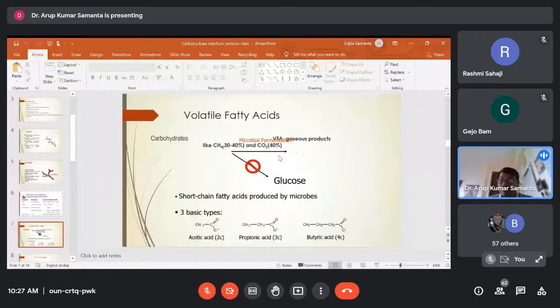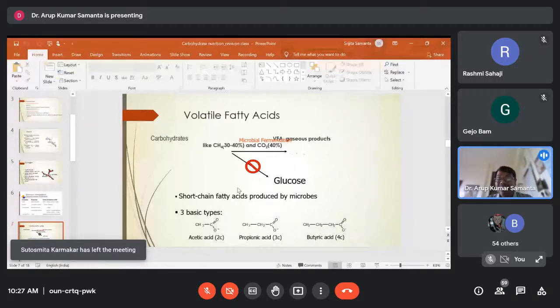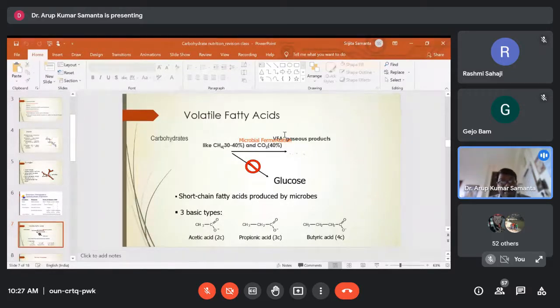This methane production is an inevitable process, that means you cannot completely stop methane production. Whenever there is reduction of carbon dioxide by hydrogen, there will be methane production. There are several microorganisms or archaea responsible for methane production. They are present in the rumen. So what are the three major volatile fatty acids produced due to carbohydrate digestion? You have to remember these: acetic acid, propionic acid, and butyric acid.